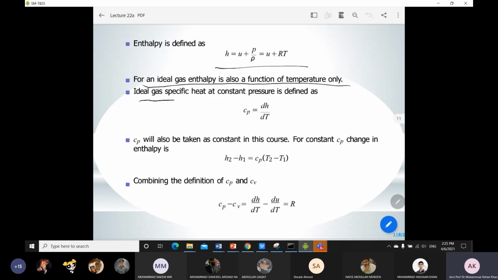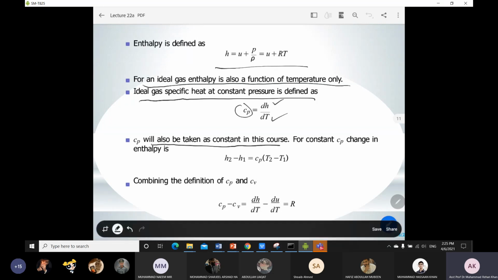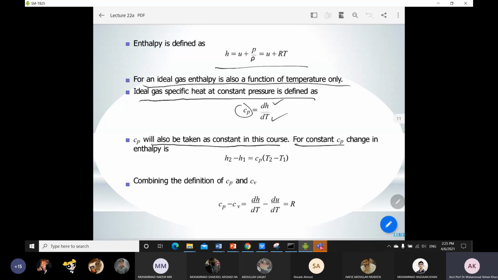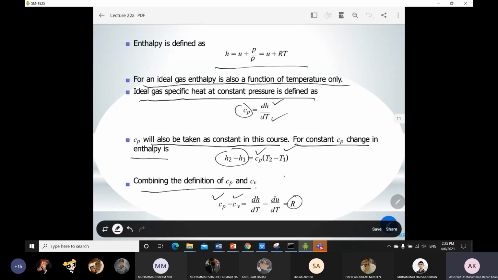So ideal gas specific heat at constant pressure is defined as Cp = dH/dT, and Cp will also be taken as constant in this course, or in this lecture of the compressible flow. So we just consider air, and air Cp and Cv are known to us. For constant Cp, change in enthalpy is delta H equal to Cp delta T. And also this is the equation we didn't use in the previous lecture, which is Cp minus Cv is equal to R, which is the gas constant R.